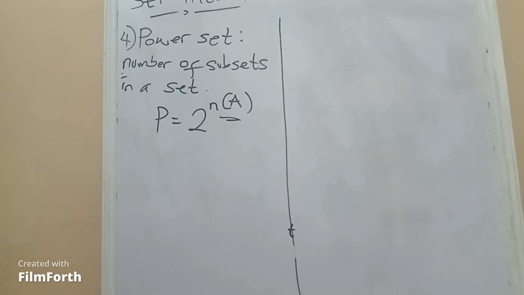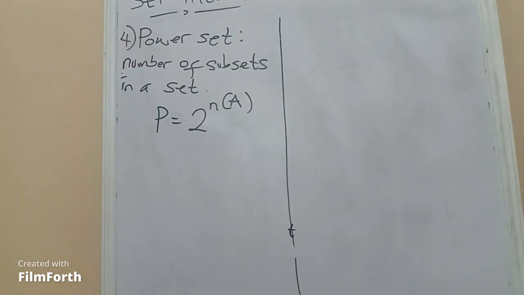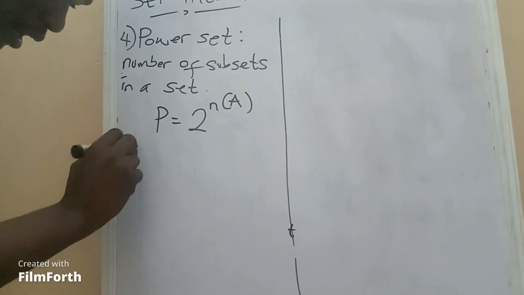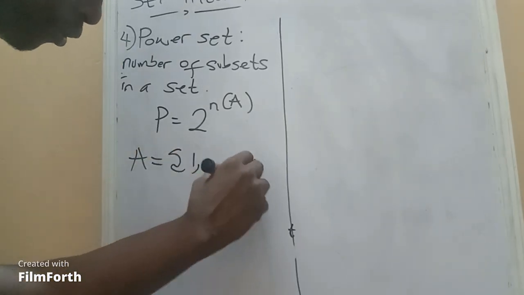We actually got this from what? From the cardinal number. That is to tell you that the power set is going to be 2 raised to the power of the cardinal number. Now, let's go back to the first example I gave initially. We said set A is what? 1, 2, 3, and 4.